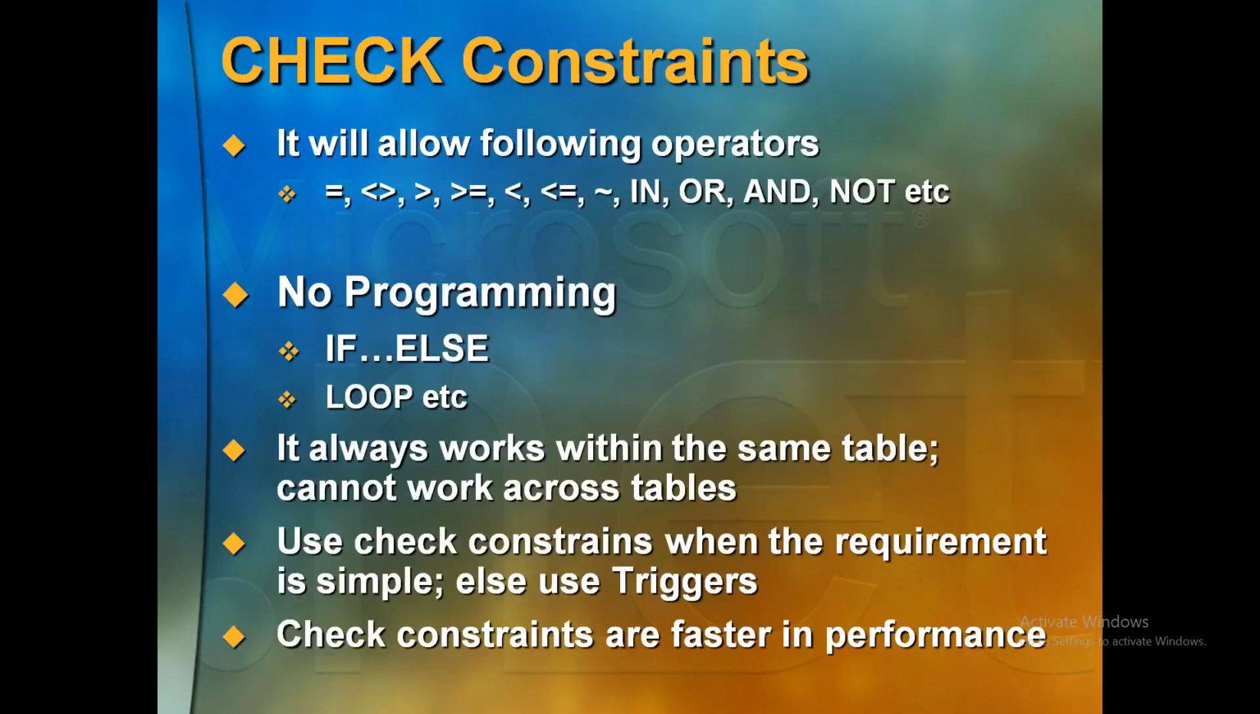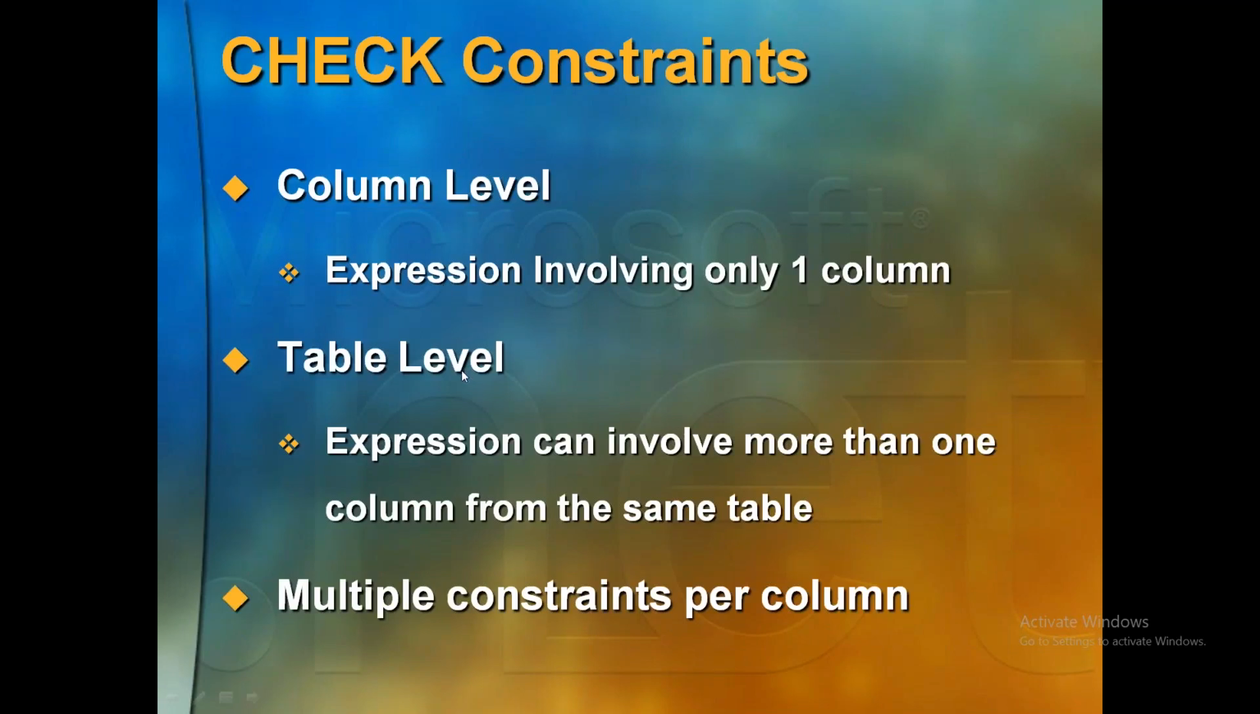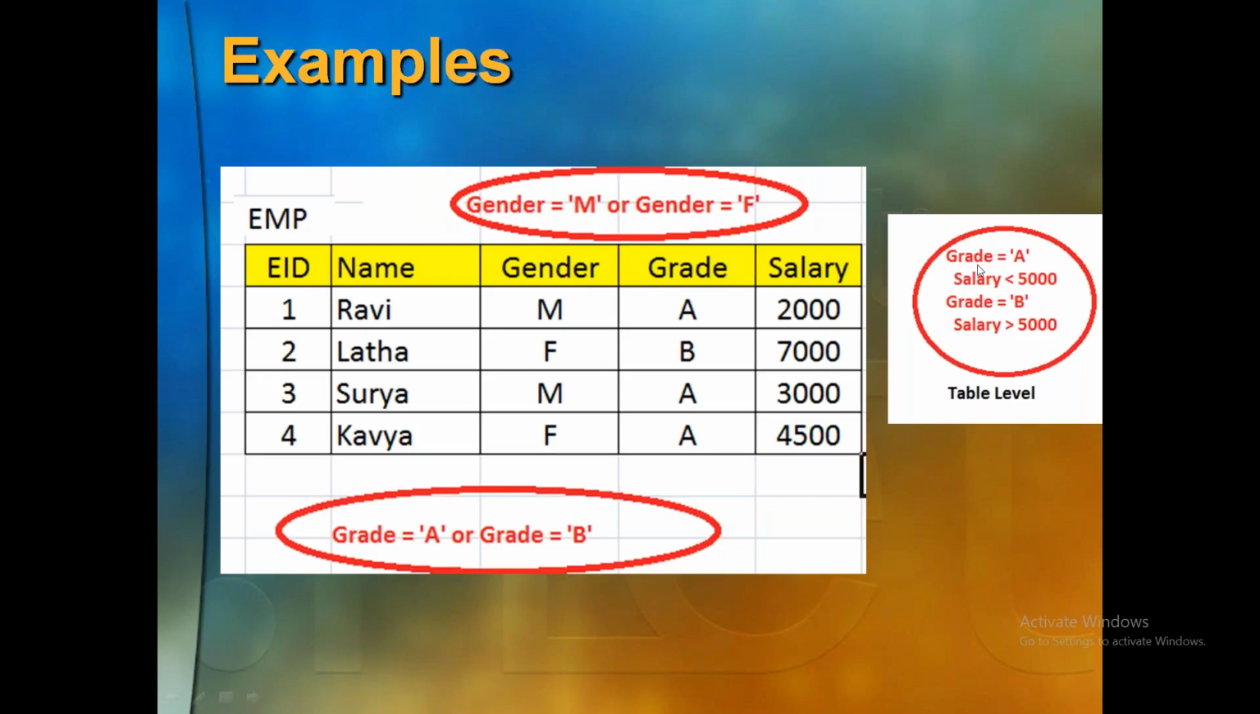Then we have two kinds of check constraint: table level and column level. Column level is an expression involving only one column. Salary greater than zero. Gender can be either male or female. Grade can be either A or B. Only one column I'm using and writing an expression. Table level means the expression can involve more than one column. So here, grade is one column, salary is one column. If the grade equals A, salary is this much. If the grade equals B, salary is this much. This is table level. This is column level. So salary greater than zero is column level, right?